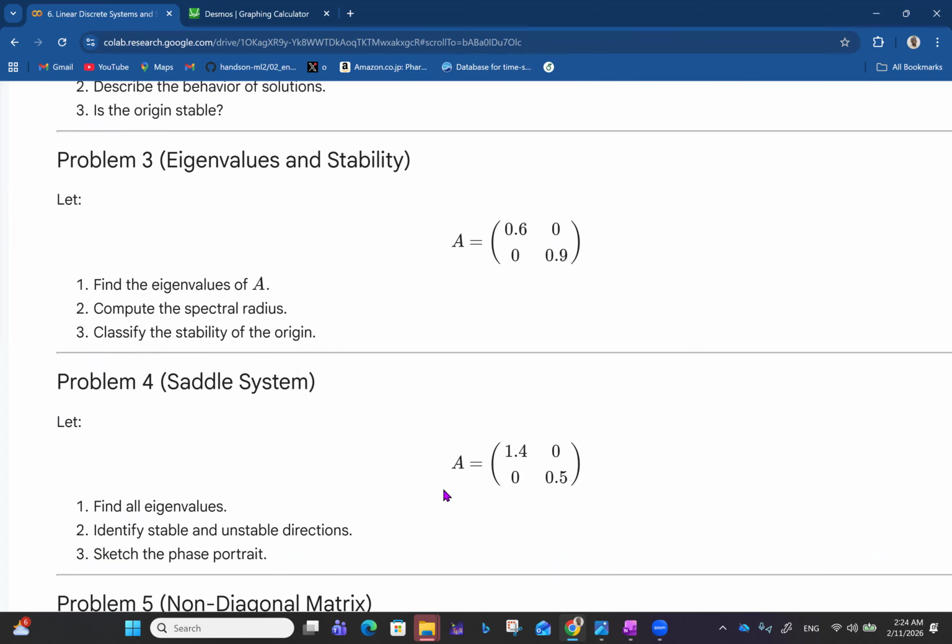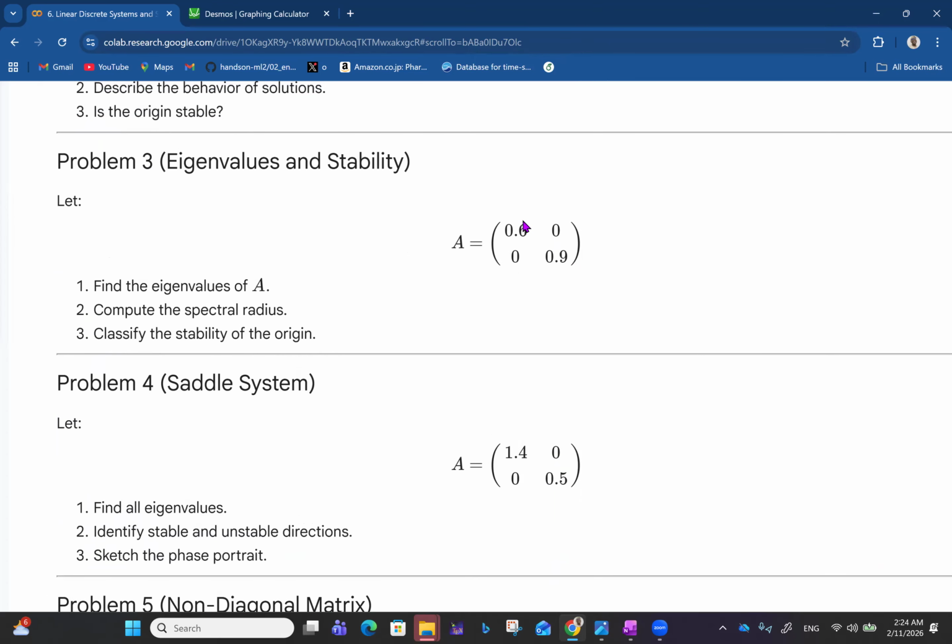3 and 4, eigenvalues and stability. We have 0.6 and 0.9. Find the eigenvalues of A. They are simply 0.6 and 0.9 because we have a diagonal matrix. Compute the spectral radius. The spectral radius is 0.9, that's the bigger eigenvalue. Classify the stability of the origin. Of course, the system is stable because the absolute values of the two eigenvalues are less than 1, right?